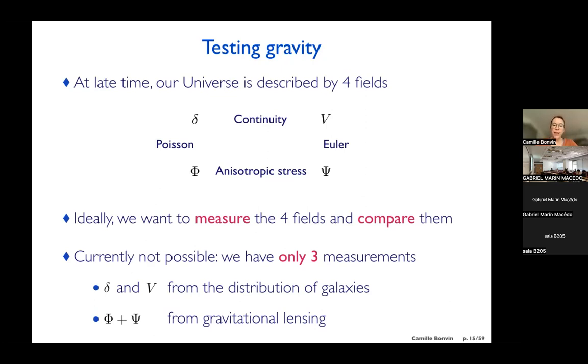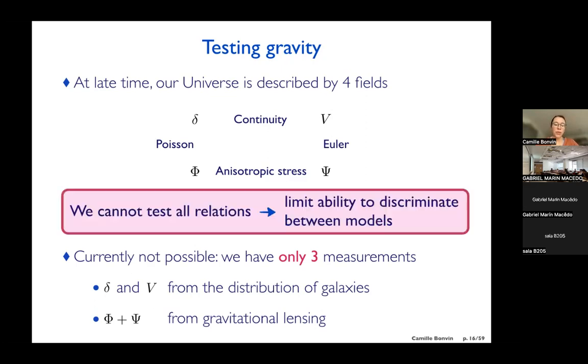And in addition to that, at the moment, we have a measurement of the sum of the two gravitational potentials, phi plus psi, via gravitational lensing, that we can measure either by looking at the magnification of quasars, or by looking at the cosmic shear, or by looking at the CMB lensing. In all these cases, what we measure is phi plus psi integrated along the trajectory. And so these limit our ability to test gravity, because we cannot test 4 relations with only 3 independent measurements. And this actually has an important impact on the type of test of gravity that we are able to do.